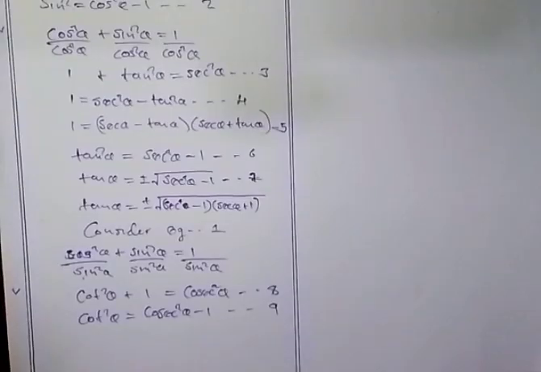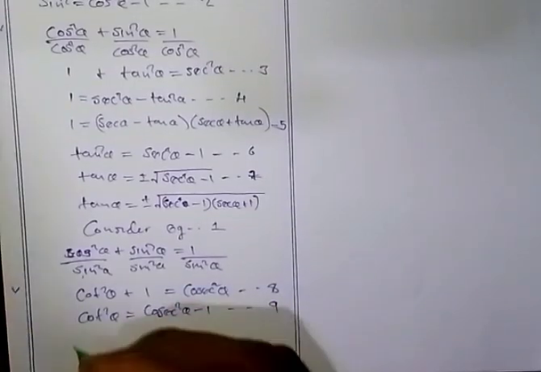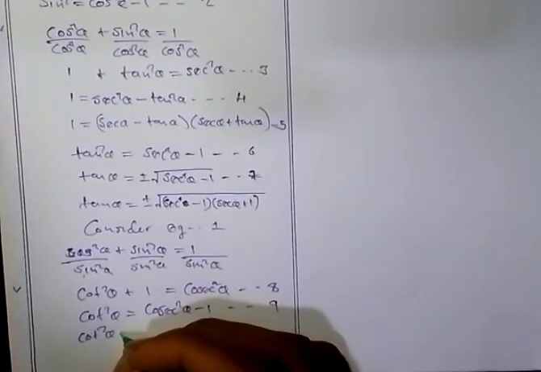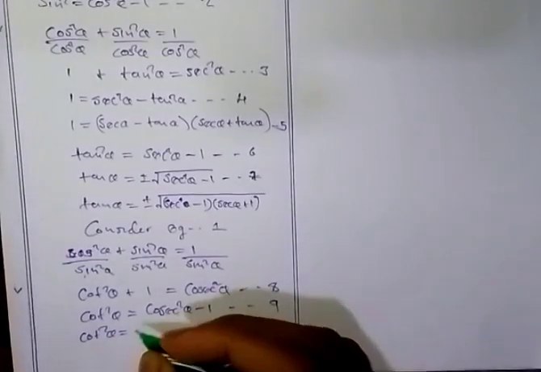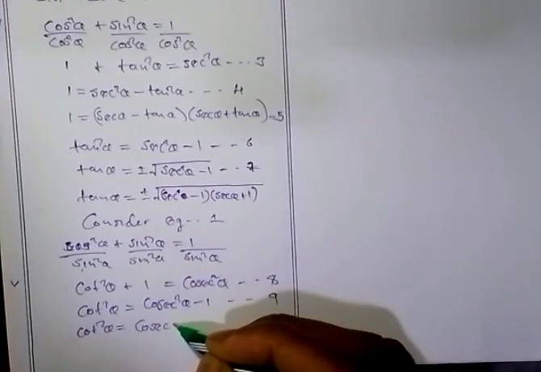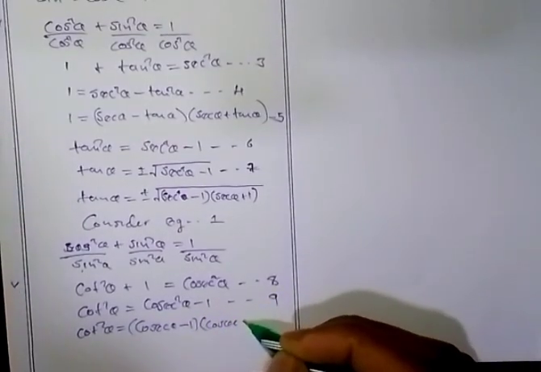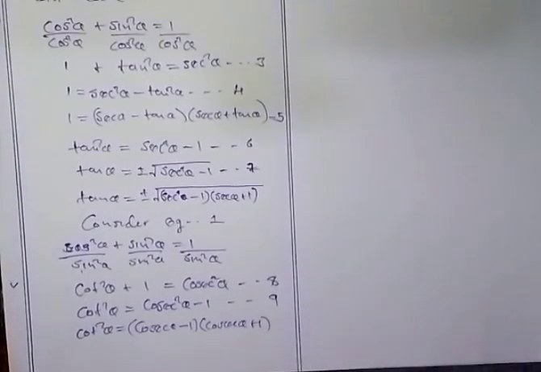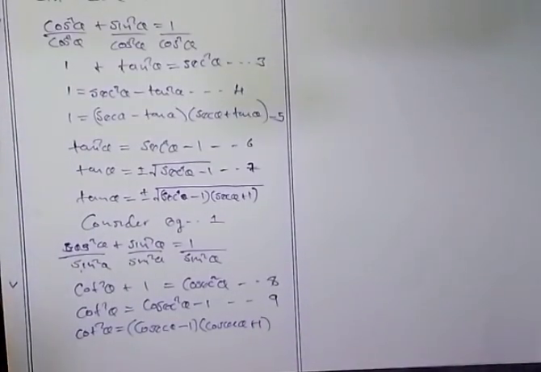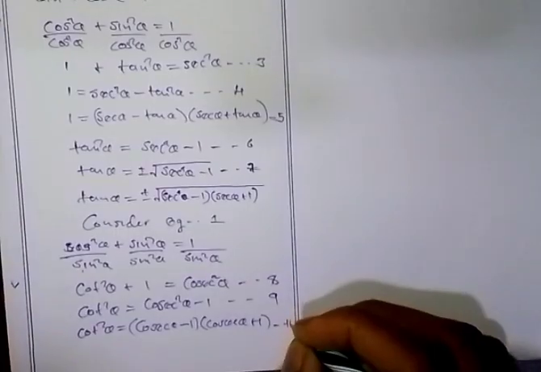This is equation number 9. Also, we are going to make a difference of 2 squares from what we have here. We're going to have cot square theta is equal to, so the difference of 2 squares will be cosec theta minus 1 and cosec theta plus 1, like that. Then we see that from equation number 9, and this one is equation number 10.